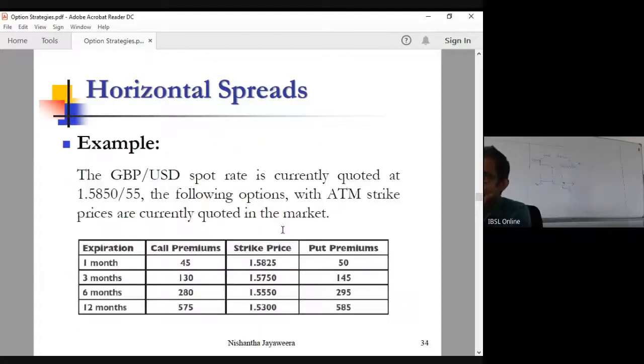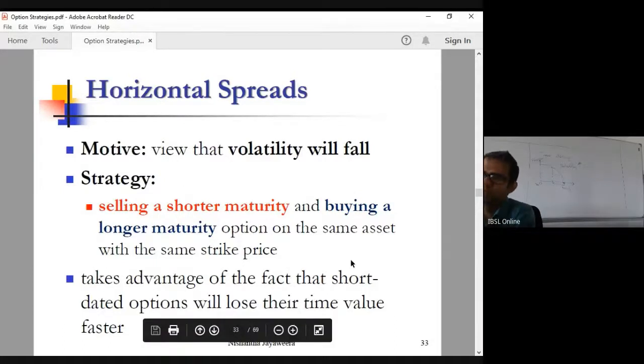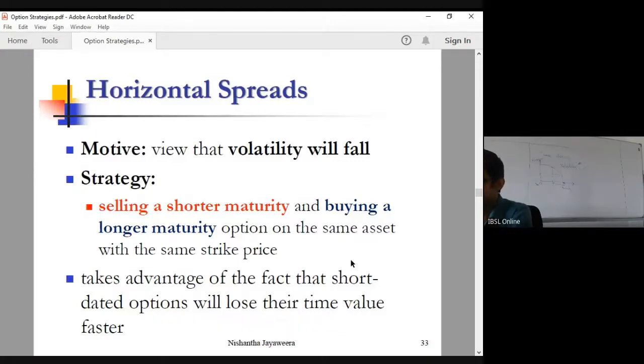If you think volatility will fall, what do you do? Sell a shorter maturity and buy a longer maturity. But remember, when you say selling a shorter maturity and buying a longer maturity, here it does not mention whether it's a put or a call. You can do it with puts or calls, but if you bought a put, then you have to sell a put. If you bought a call, then you have to sell a call. You can't mix them up. It should be in the same category, either call or put. Since you expect volatility to fall, sell a shorter maturity and buy a longer maturity.